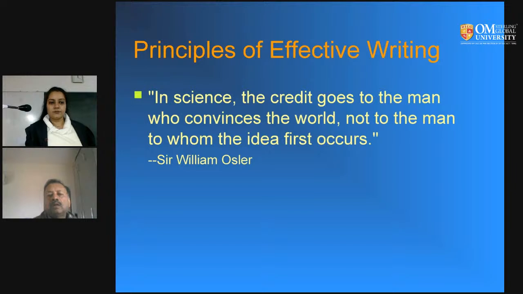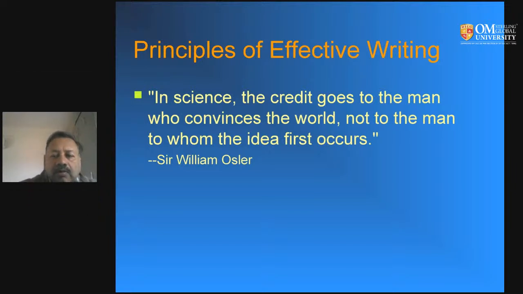Okay. So, principles of effective writing. In science, the credit goes to the man who convinces the world, not to the man to whom the idea first occurs.